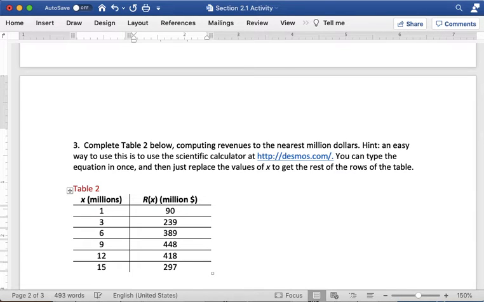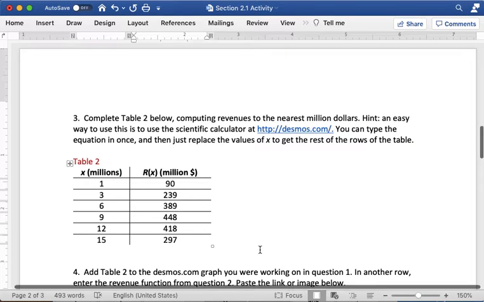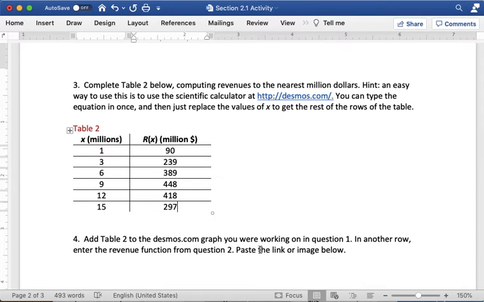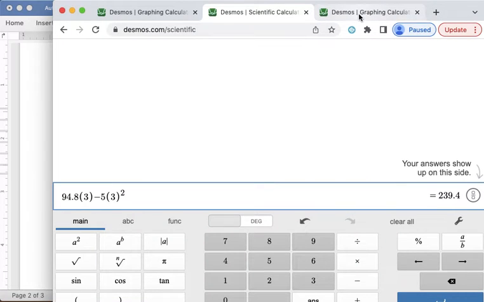So you can see that it goes up, reaches some kind of maximum point, and then starts decreasing. And that's what happens when we're using a price demand function for the price instead of just a constant price. So that's what my table looks like, and then for question 4, I want to add that to the graph. So I'm going to go back to my calculator and show you what that looks like.